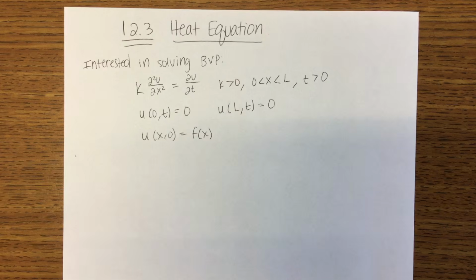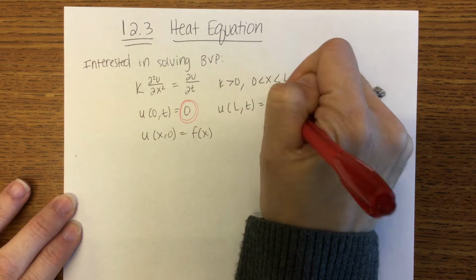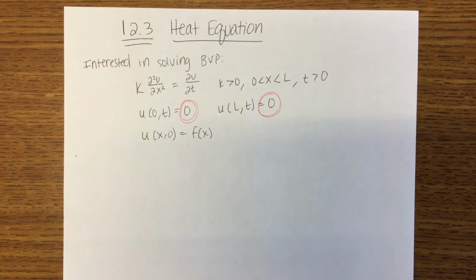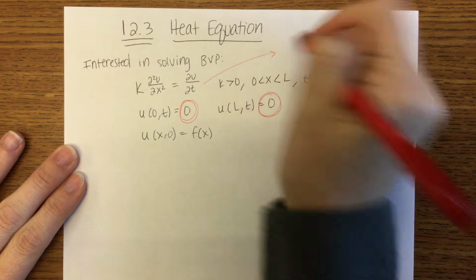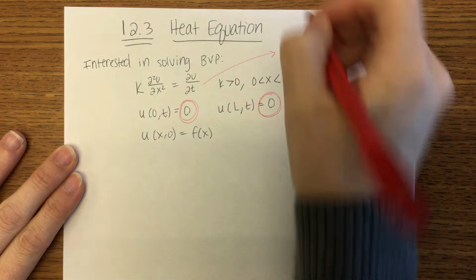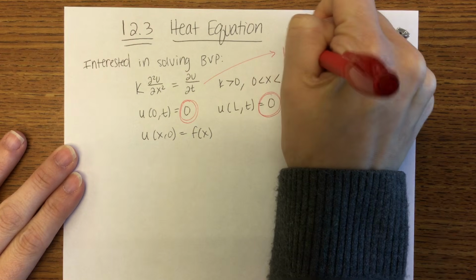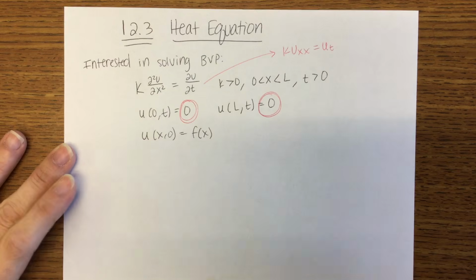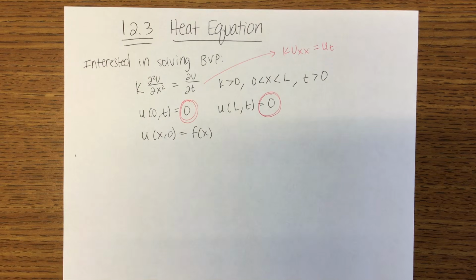A few things to know. What makes this homogeneous is these zeros right here. So we're going to be solving with zeros right there. Another thing to know is that this notation here for the equation is pretty tedious. So sometimes you're also going to see the equation written like this. Same equation, just written in a different manner.